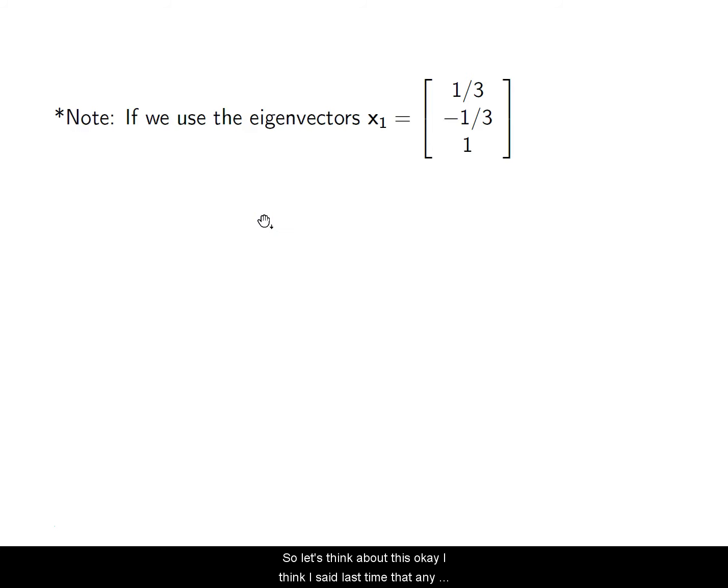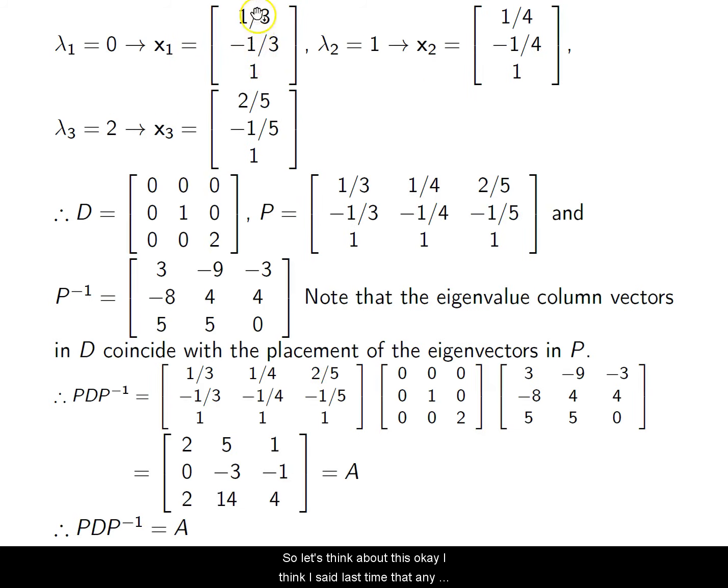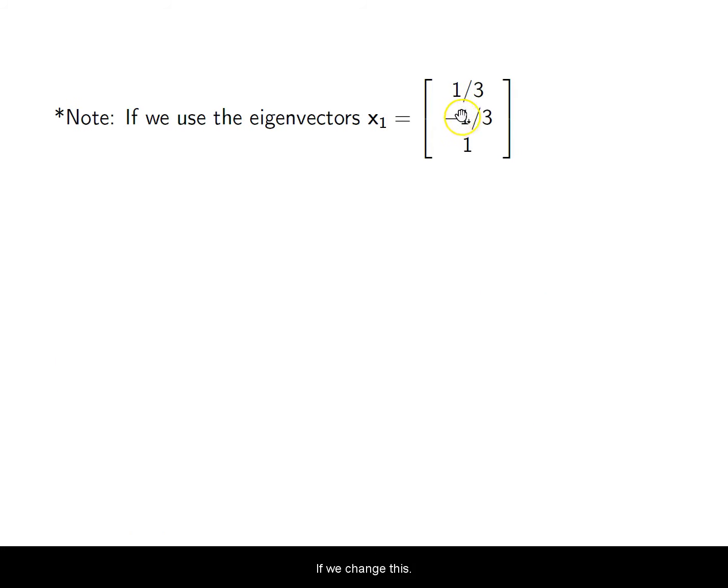So let's think about this, okay? I think I said last time that any scalar multiple of these eigenvectors is still an eigenvector. So I could have turned this from 1/3, negative 1/3, 1 into all whole numbers, this into all whole numbers, and this into all whole numbers. So what we're going to do next is I'm going to show you what would happen if we change this into an equivalent vector that's just a scalar multiple, right? So that I don't have fractions.